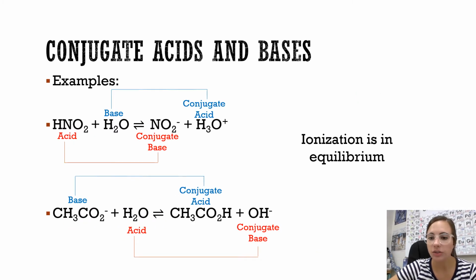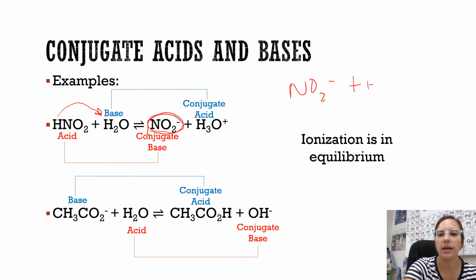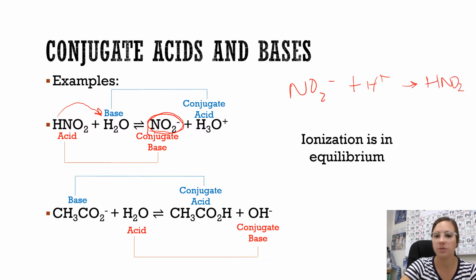So instead of just using generic ones, let's look at actual examples. So this first acid is nitrous acid, HNO2. It's going to donate a hydrogen, and what's left is NO2 minus, which is the conjugate base, because NO2 minus, if it gains the proton back, will now be the original acid. So those are conjugate acid-base pairs.